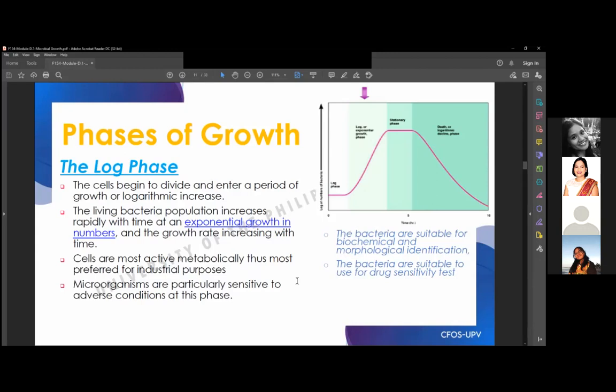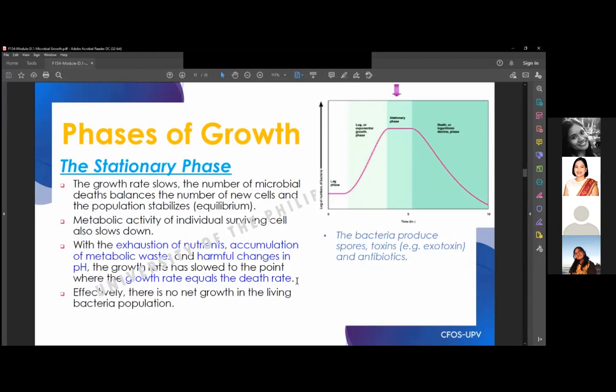Okay, next slide, please. Okay. At this phase, the growth rate slows, the number of microbial deaths balances the number of new cells, and the population stabilizes or it reaches its equilibrium.